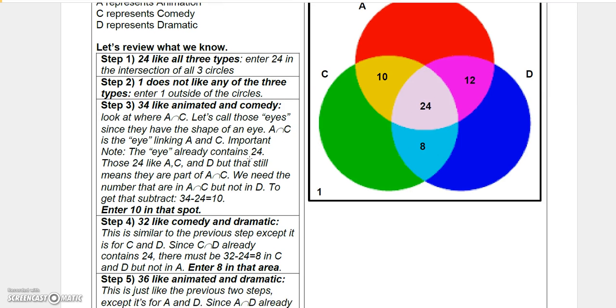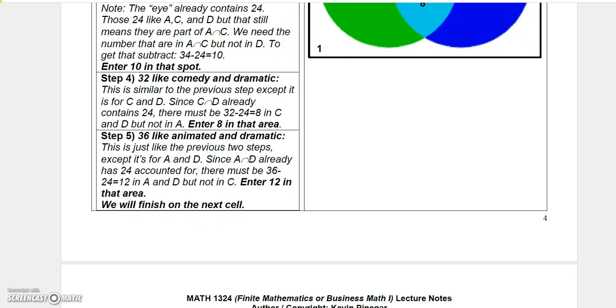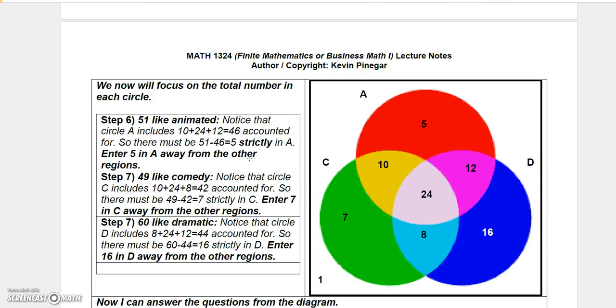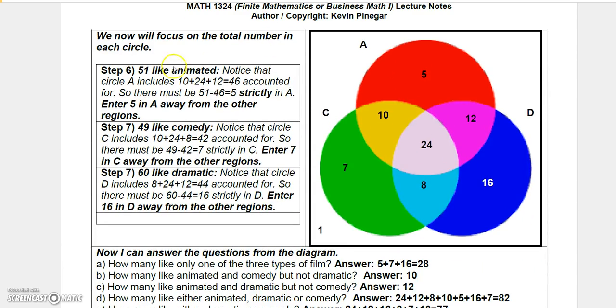Okay, so now once you get that filled out, then you can go on to fill out the parts outside the circles. Well, since we know 51 like animated, let's think about the animated circle. We already had this number, and this number filled out. So that's 10 plus 24 is 34 plus 12 is 46. So since this circle's got to add up to 51, there's got to be 5 out here that just like the animated type.